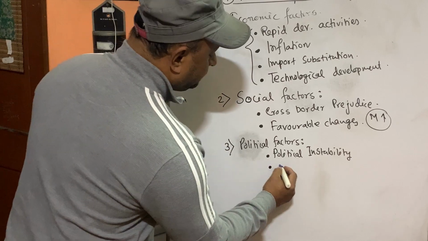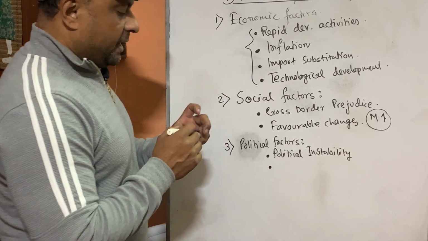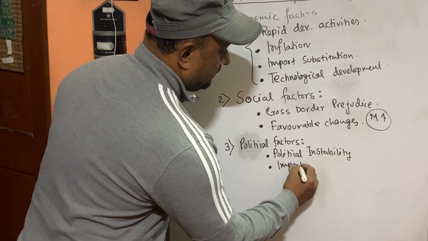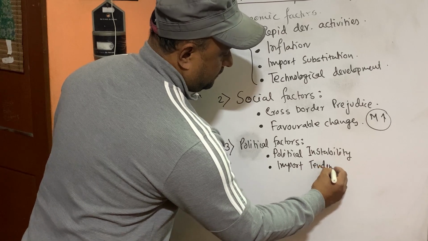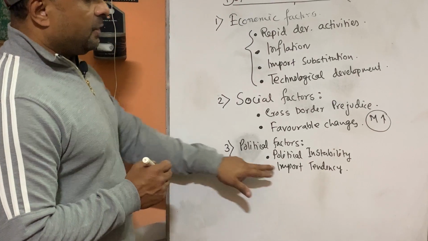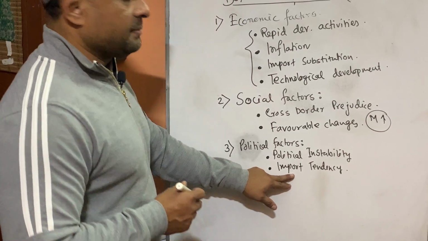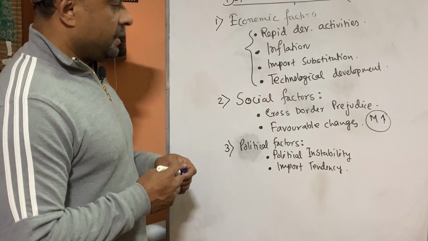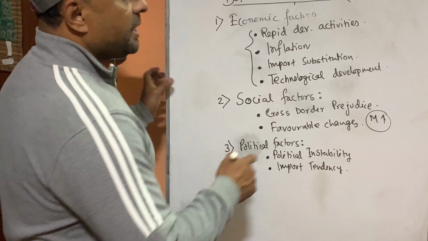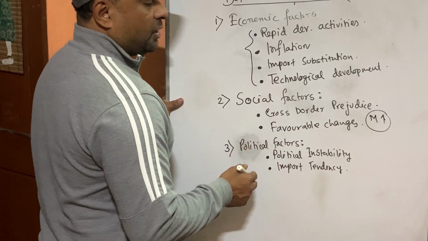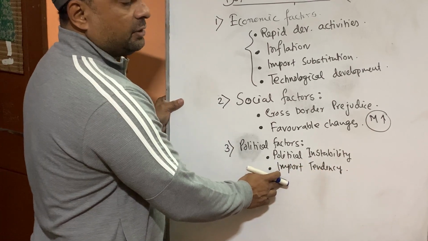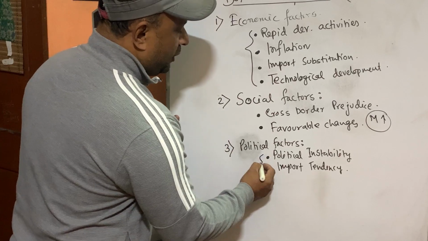Second one is import tendency. Sometimes the government of a country is not interested in producing all the goods. Sometimes in developed countries, they never want to produce hazardous items in their country. Suppose plastic, rubber, glass, this type of hazardous product they are not interested in producing, because it pollutes the environment. That time what happens? They import those goods from other countries. So they will face disequilibrium in BOP. So these are the political factors.